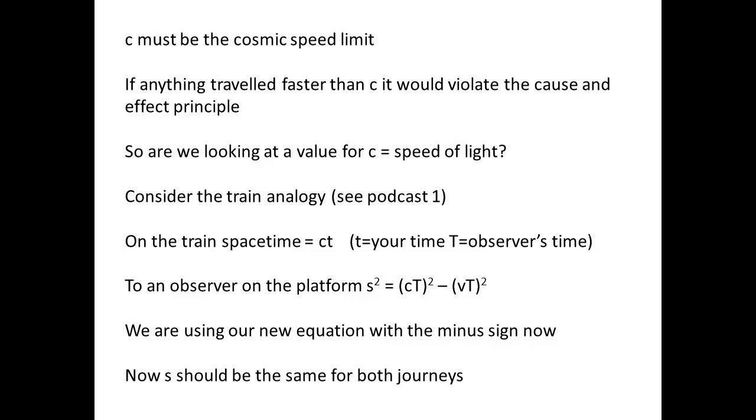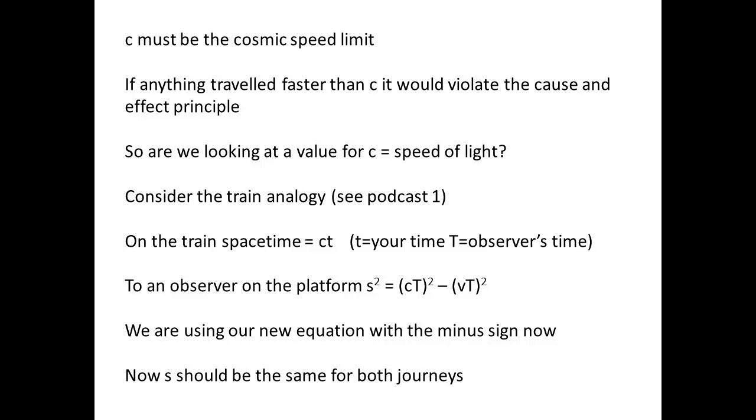We are now attracted to the idea that c might be the speed of light, but we are not quite there. We return to the train analogy. On the train, space-time is c small t for the person on the train. For the observer, space-time is s squared equals c large T squared minus v large T squared. Now we are using our equation with minus sign.